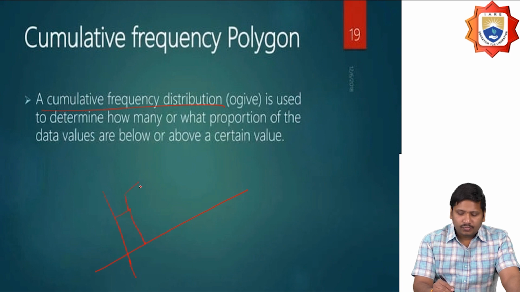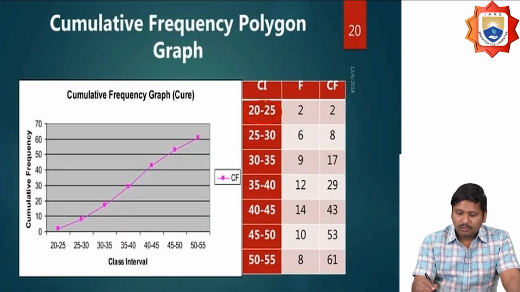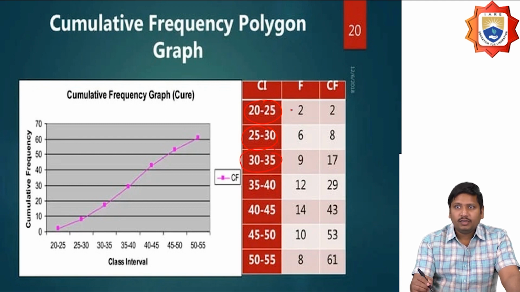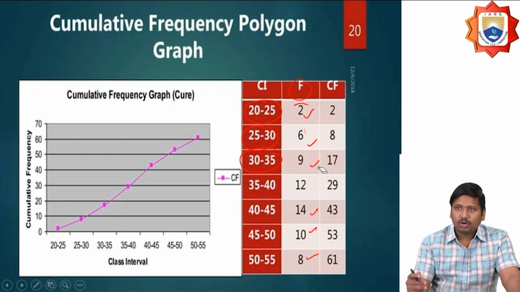After constructing this, we have to draw the relative frequencies after the class interval. Let me show that. See here, this is the class interval I'm taking: 20 to 25, 25 to 30, 30 to 35. And this should be the frequency of values in that particular class interval. For this, I have to find out the cumulative frequency. How is the cumulative frequency obtained?